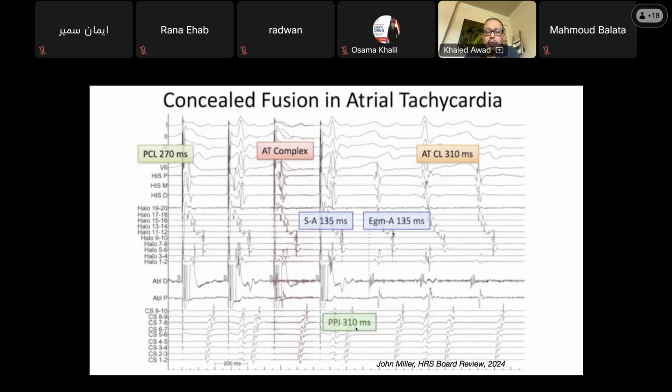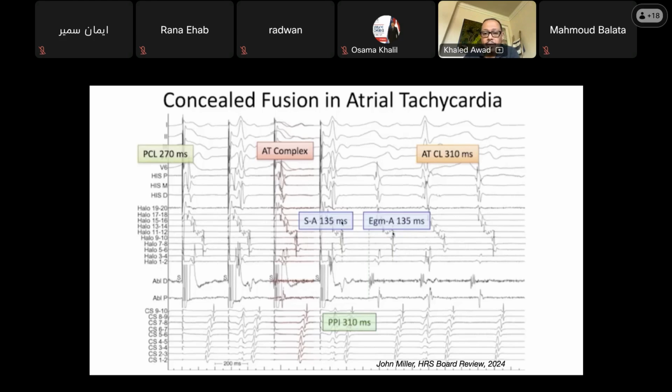We have concealed fusion. This is what this is called, concealed fusion. If concealed fusion, PPI equals tachycardia cycle length, we are most likely dealing with a macro reentry. And not only that, we are also in the critical corridor, the critical isthmus of the tachycardia.